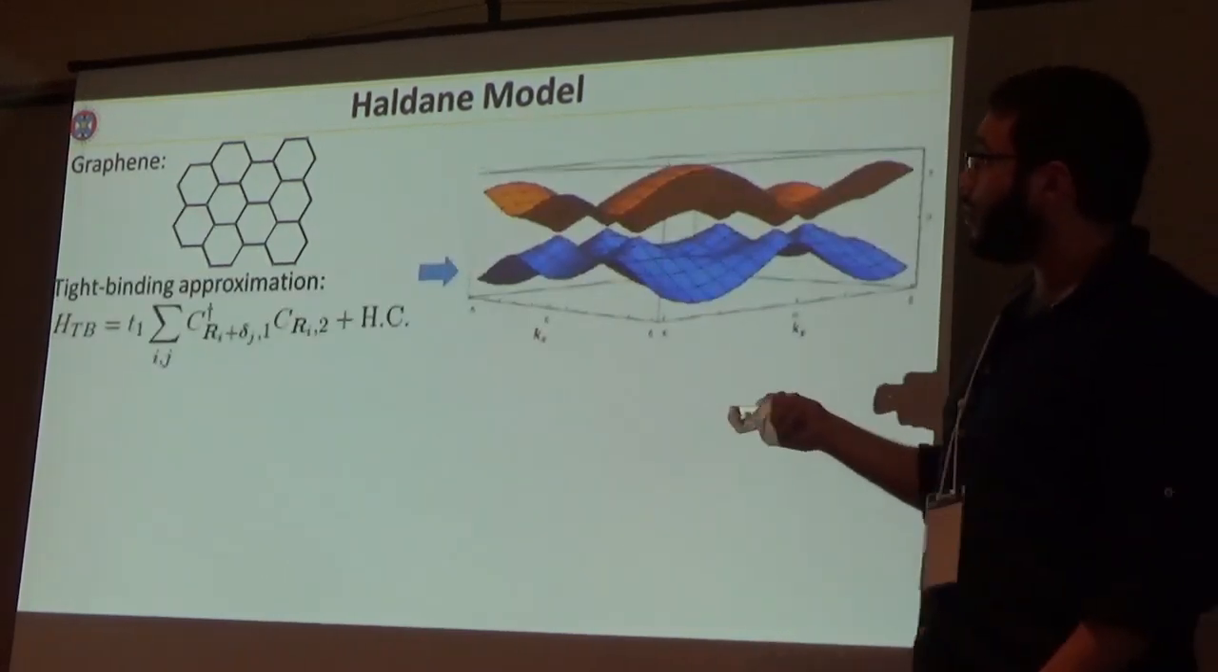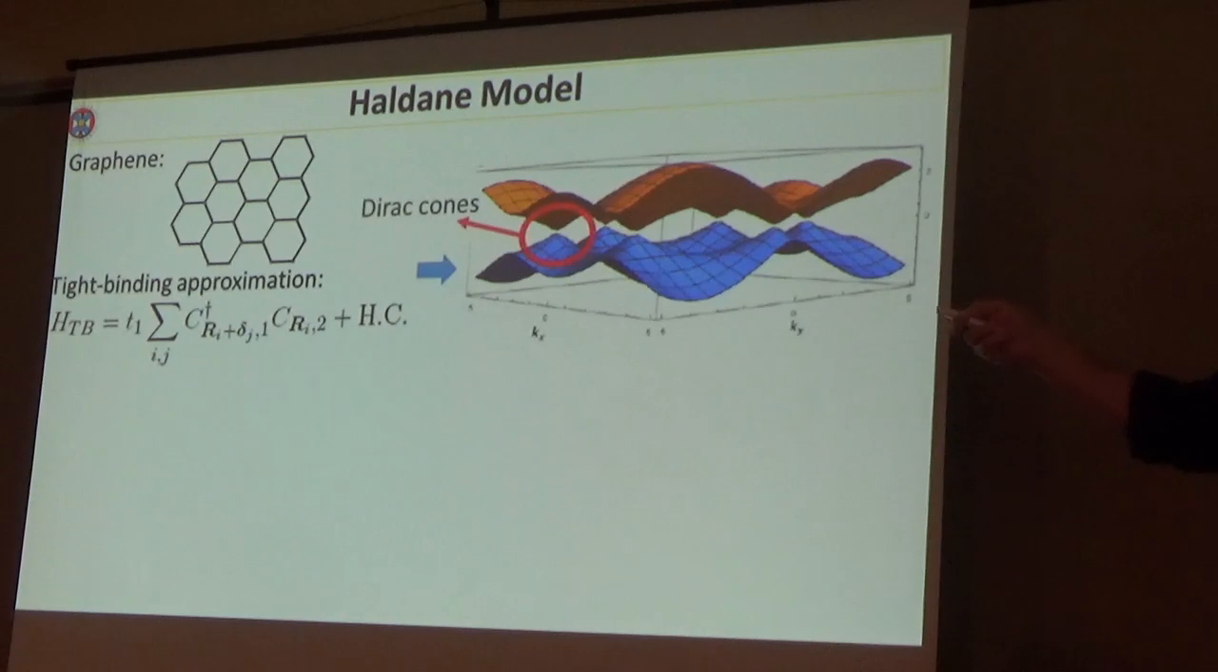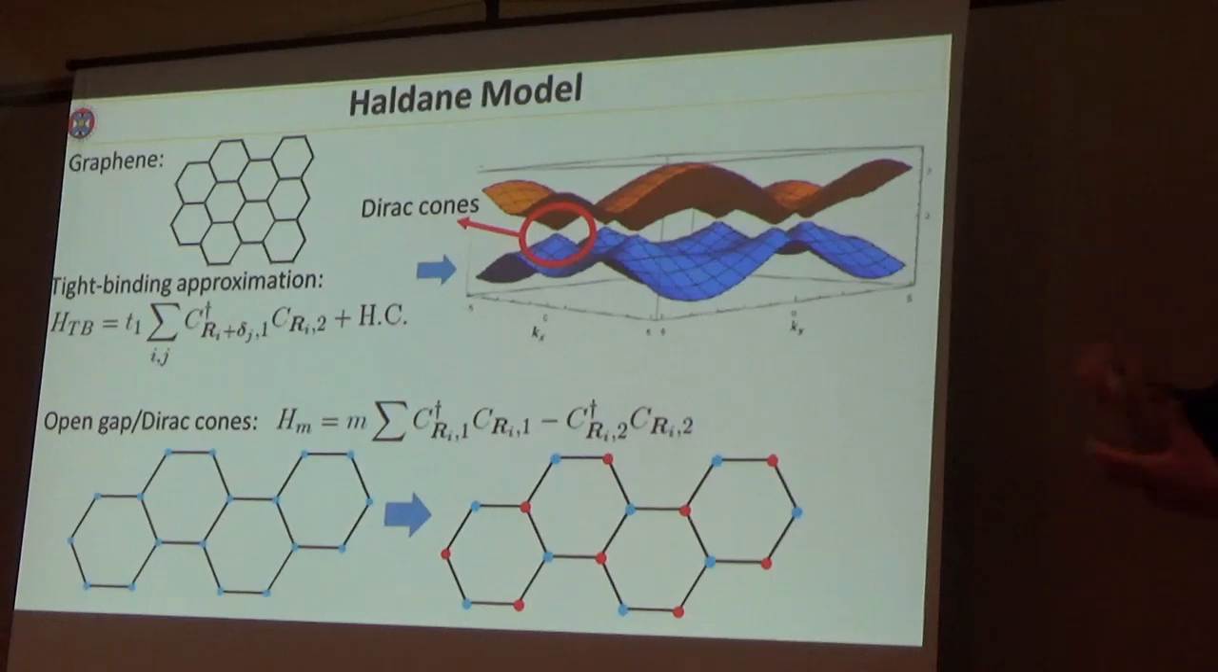So he first approximated graphene with a tight binding approximation. That is, he considered only nearest neighbor hopping interactions. And he got this spectrum here, where the points like this one, where the conduction band and the valence band meet, are called Dirac cones. Then he opened these Dirac cones by introducing different on-site potentials.